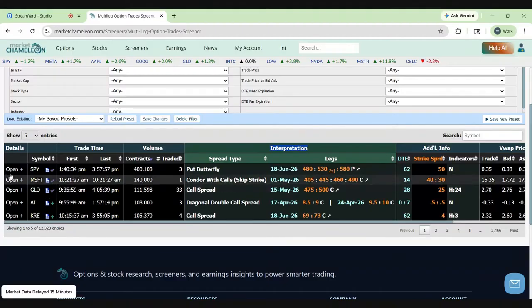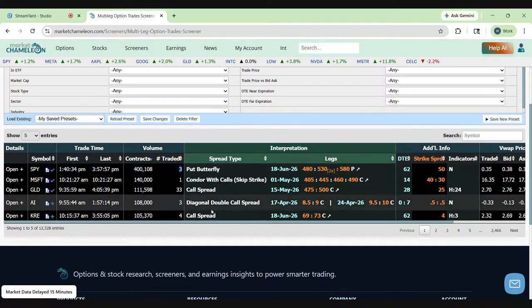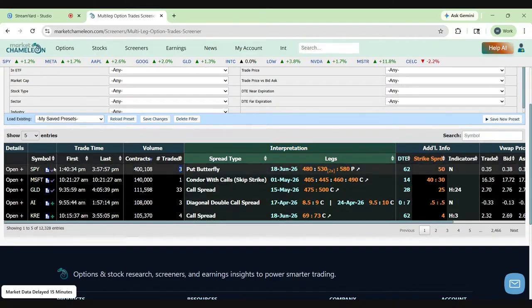So for example, here in SPY, the top line here, we see between 140.34 and 357.57, there are over 400,000 contracts traded, and it occurred 3 separate times. So that's why we have this time span. So this spread traded 3 separate times, and we interpret it as a put butterfly.